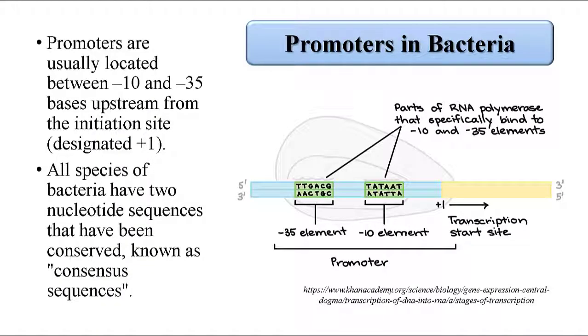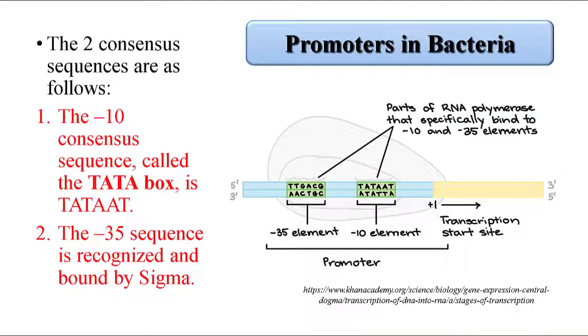Promoters usually are located between -10 and -35 bases upstream from the initiation site. The initiation site is designated as +1. All species of bacteria have 2 nucleotide sequences that have been conserved. These are known as consensus sequences. The 2 consensus sequences are as follows.